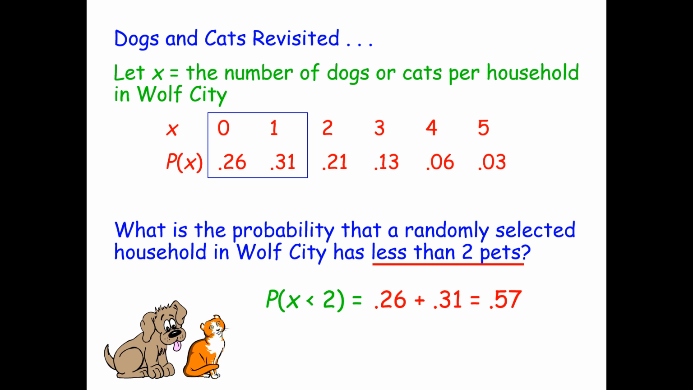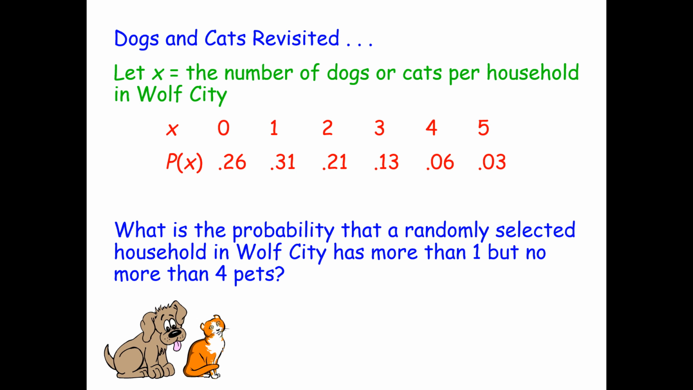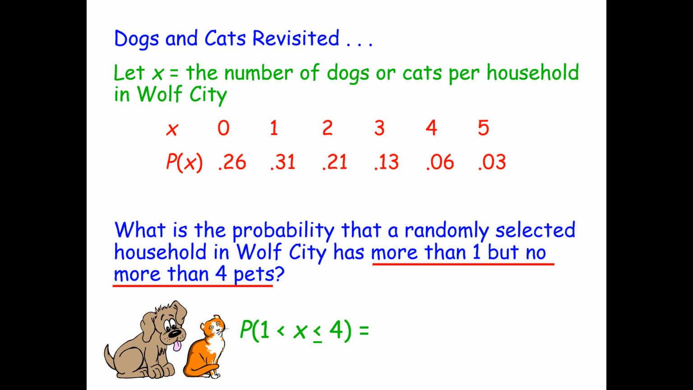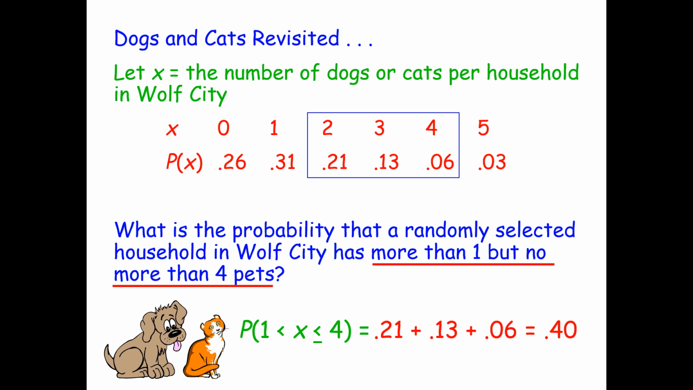Let's change our question one more time. This time we want to know what the probability is that a randomly selected household in Wolf City has more than 1, but no more than 4 pets. So what exactly does this mean? Well, this means that we're looking for the probability that x is between 1 and 4, not including 1 but including 4. So we're looking specifically for the numbers 2, 3, and 4. So we'll add those probabilities together. So we'll add 0.21 plus 0.13 plus 0.06 to get 0.40.